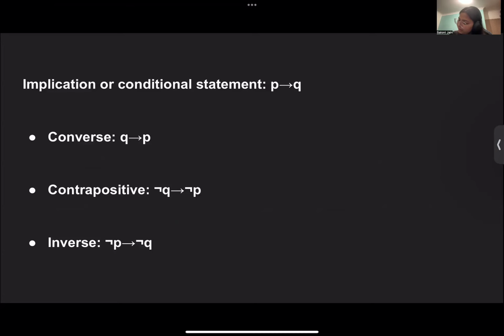As you all know, implication defines P implies Q. Converse would be Q implies P. Contrapositive would be not Q implies not P, and inverse would be not P implies not Q.